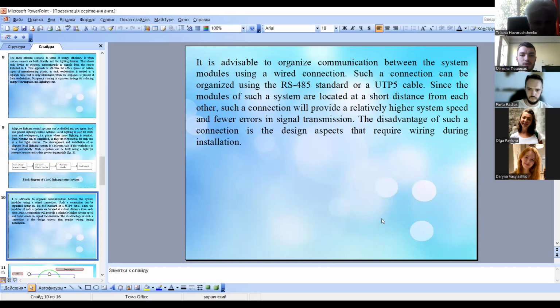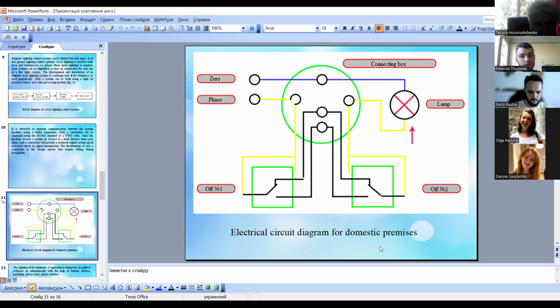Standard modules of such a system are located at a short distance from each other. Such a connection will provide a relatively higher system speed and fewer errors in signal transmission. The disadvantage of such a connection is the design aspects that require wiring during installation. Now we can see an electrical circuit diagram for domestic premises.